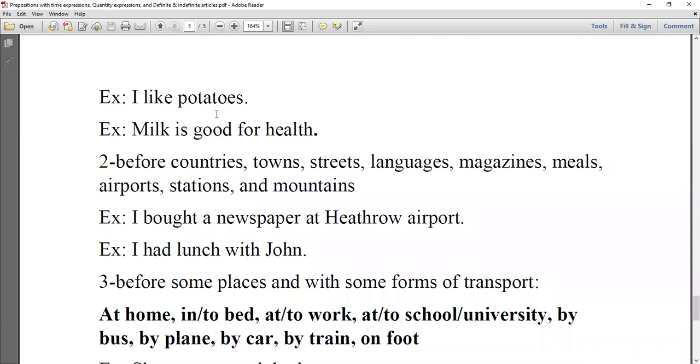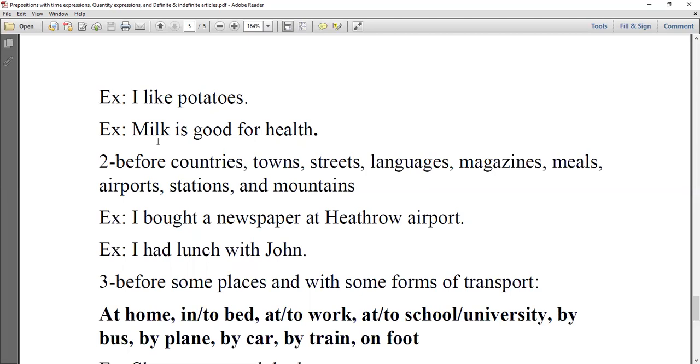I like potatoes. We don't say "the potatoes." We have to say I like potatoes, because we are speaking about potatoes in general. Milk is good for health. We have to say milk is good for health, not "the milk," because we are speaking about milk in general.